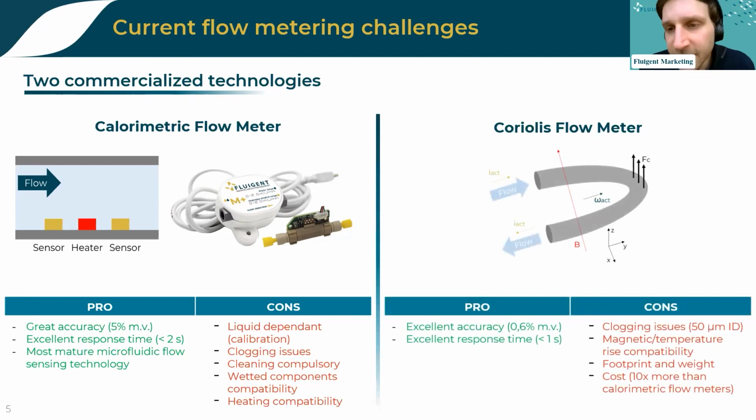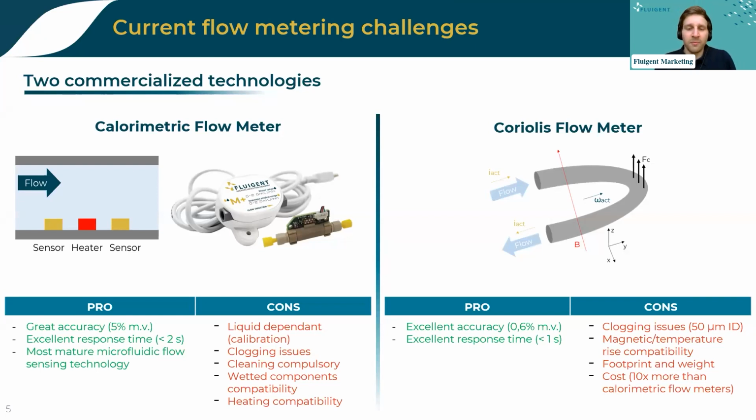There's another technology which is less widespread but still used in microfluidics, which is Coriolis flow meters. In this system, you apply a current and then a magnetic field. So there is a coupling of Lorentz forces and Coriolis forces, and thanks to that, the flow rate can be deduced out of it.